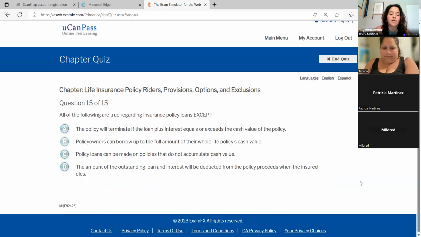All of the following are true regarding insurance policy loans, except. We're looking for the wrong answer. Okay. A, the policy will terminate if the loan plus interest equals or exceeds the cash value of the policy. B, policy owners can borrow up to the full amount of their whole life policy's cash value. C, policy loans can be made on policies that do not accumulate cash value. D, the amount of the outstanding loan and interest will be deducted from the policy proceeds when the insured dies.